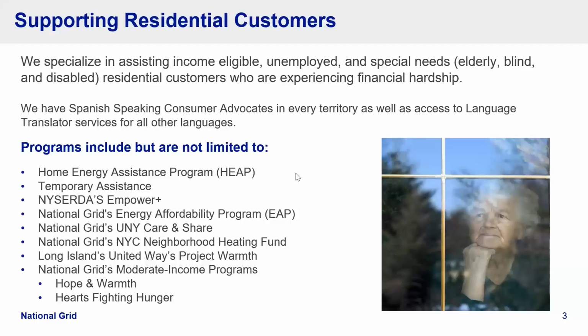We refer people to all the different programs you see there. We work a lot with HEAP and temporary assistance through DSS. I'm going to go through these programs at the end: the Energy Affordability Program, Care and Share, and Hope and Warmth. I will detail those as we get to them.